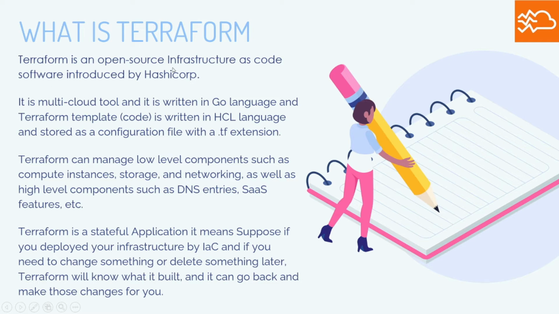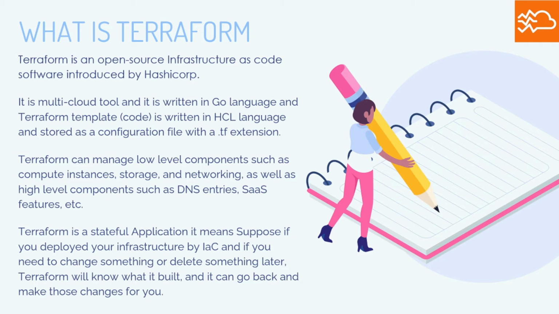Terraform is an open source infrastructure as code software introduced by HashiCorp. HashiCorp is the company that came up with this tool, Terraform. It is also known as infrastructure as code. It is a multi-cloud tool and it is written in the Go language. And Terraform template code is written in a declarative language and stored as a configuration file with a .tf extension. So it is written in Go, but it doesn't mean that to learn Terraform you need knowledge of the Go language. It's not like that.